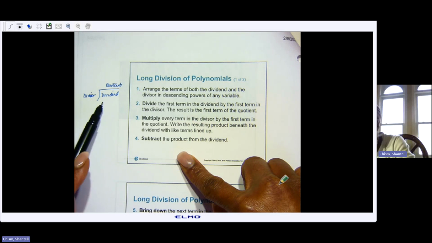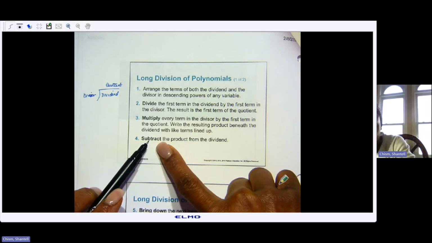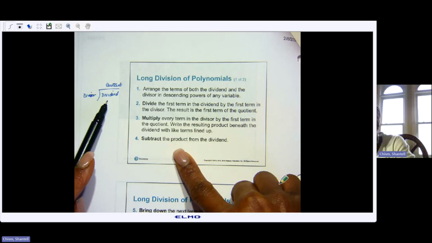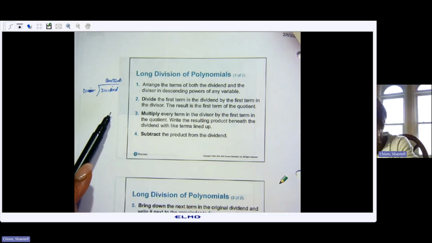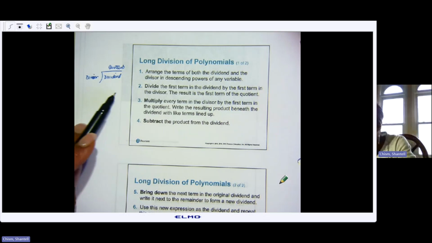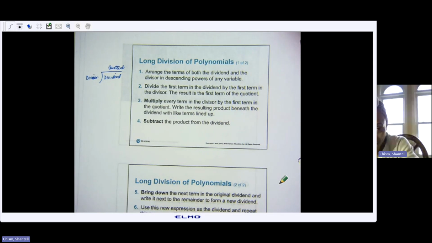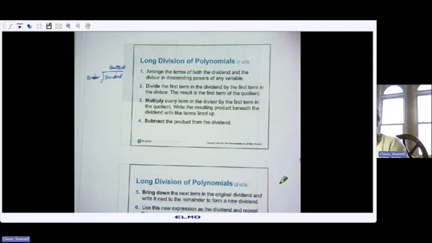And then you'll take that product and you'll write it underneath the dividend so that the like terms line up, so that you'll then be able to subtract that product from the dividend. Once you get that difference, you'll bring down the next term and then you'll start over with that new expression that you're going to form and just repeat that same process. Okay, that would be long division. So I'm going to start off with looking at long division.